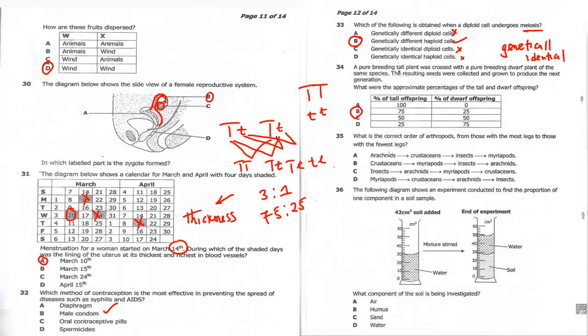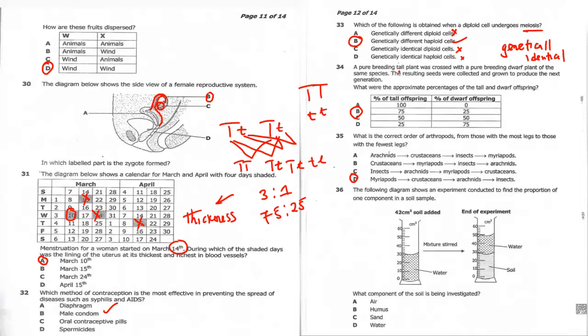What is the correct order of arthropods from those with the most legs to those with the fewest legs? What is the order of organisms here? Have a look at this under classification. So the order here is myriapods, crustaceans, arachnids, and the insects.